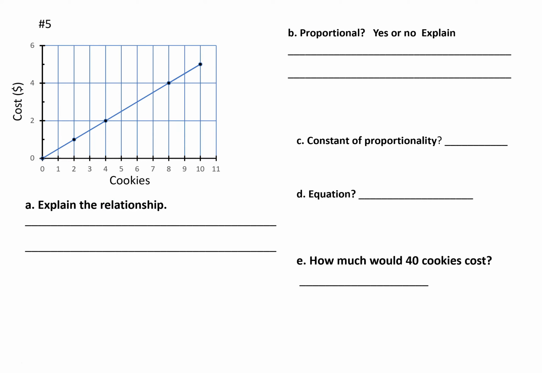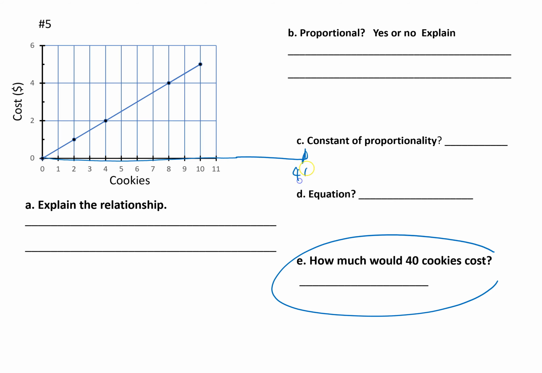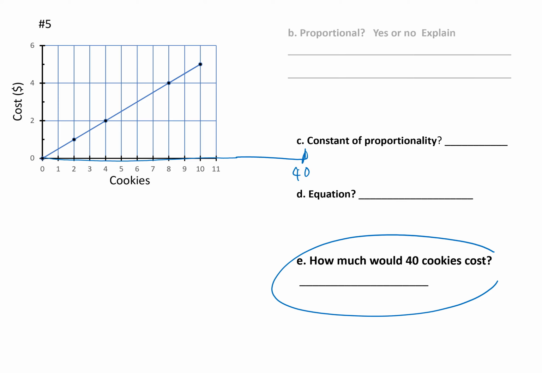So explain the relationship. Take a minute and see what you come up with, and make sure you answer this question. If I know all this stuff over here, then I should be able to estimate how many are 40. Right here I only have 11, but I should be able to figure out how much 40 cookies would cost if I know this other information. All right, so what's my relationship?